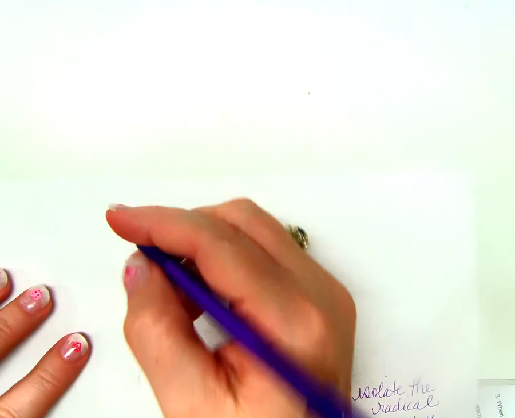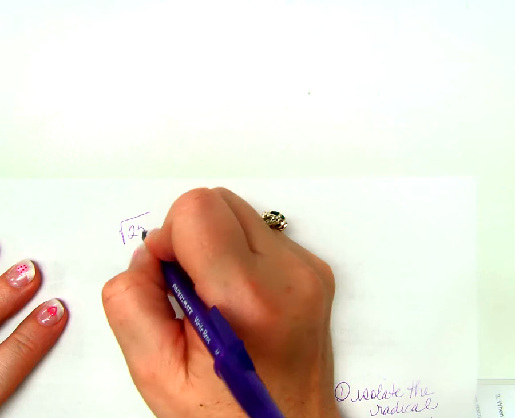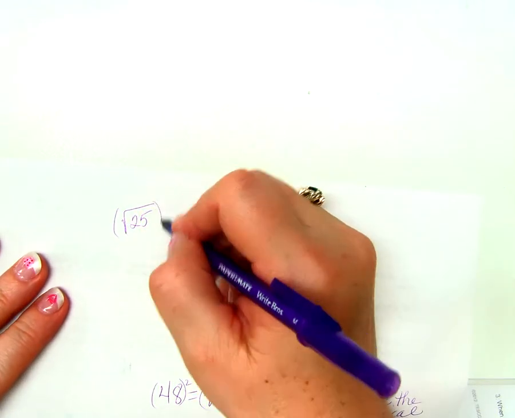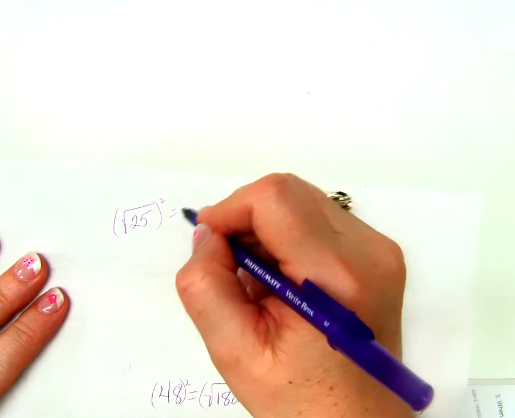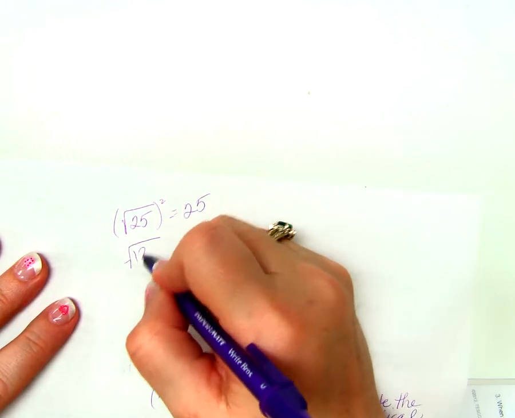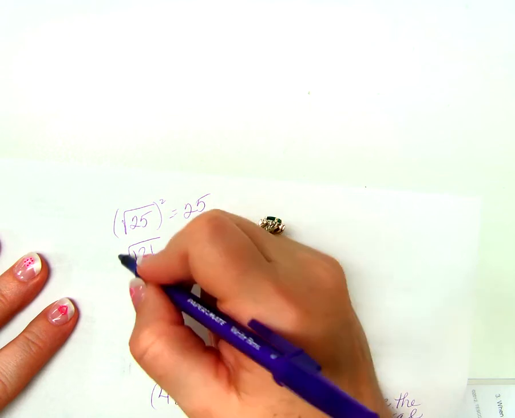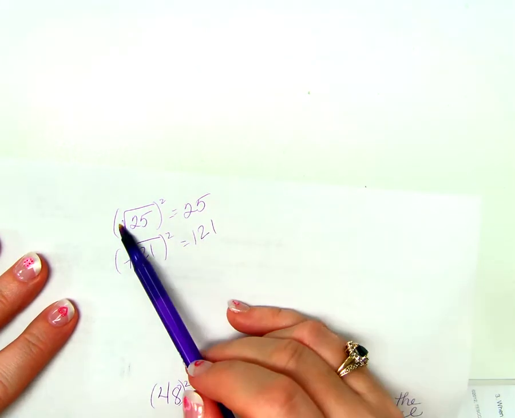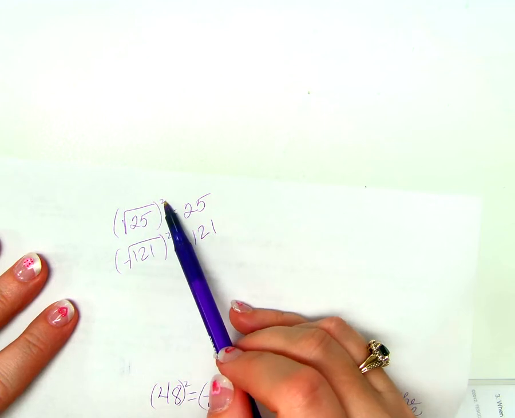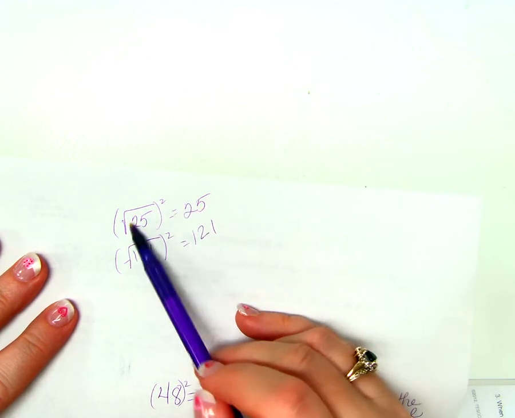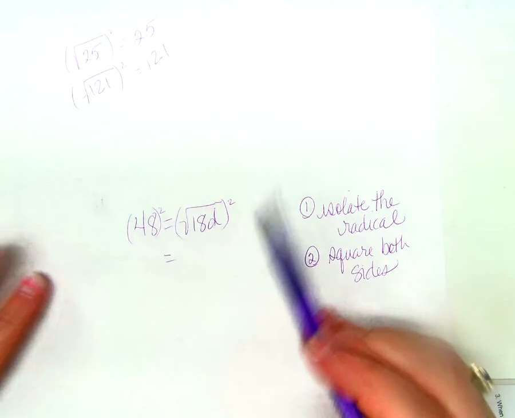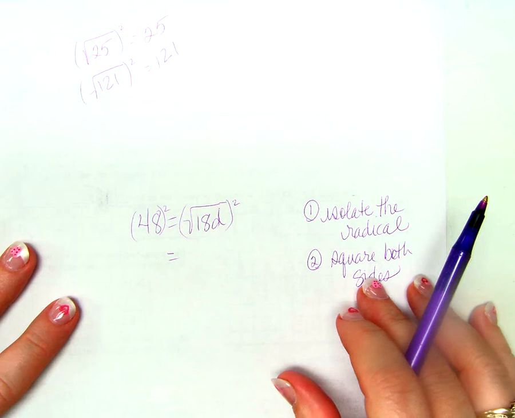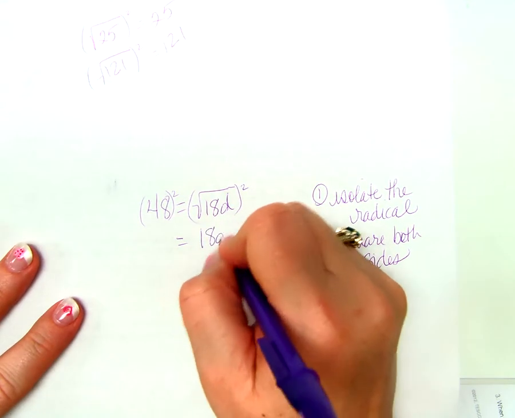Let me show you something real fast. We're taking a commercial break. Let's say I have the square root of 25. What is the square root of 25? 5, and I square that. What's 5 squared? 25. What if I have the square root of 121? What's that? And then what if I square that? What do I get? 121. So if I have something I'm taking the square root of, and then I square that, what am I going to end up with? Whatever I started with, right? So if I have 18d and I'm taking the square root of it and then I'm squaring it, what do I end up with? 18d.